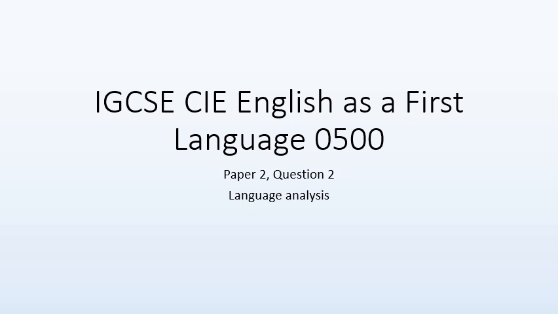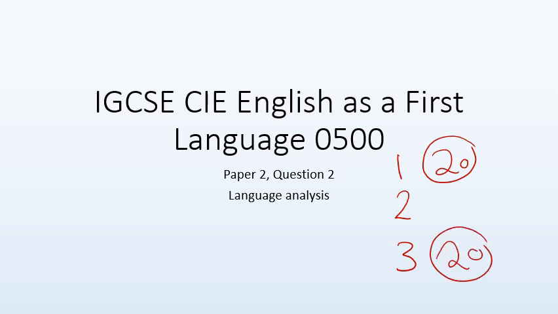So this video is going to be all about the English as a First Language Paper 2 Question 2, which is the language analysis question. Now remember, on your Paper 2 you are going to have 3 questions. Question 1 is worth 20 marks. Question 3 is also worth 20 marks. And then question 2, which is worth 10 marks.